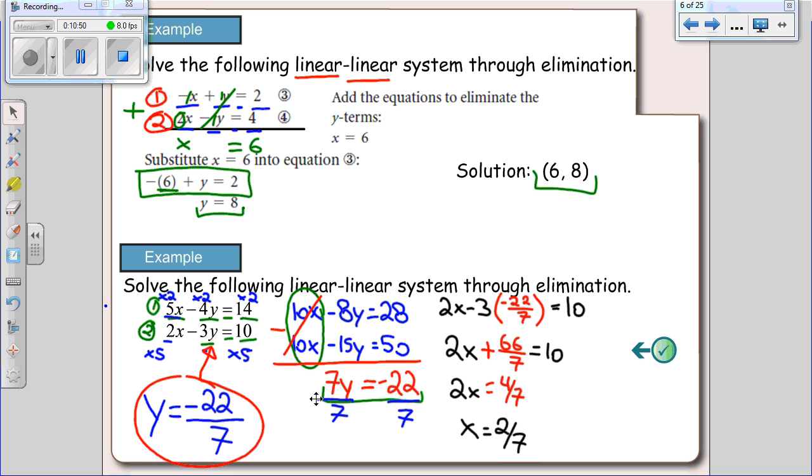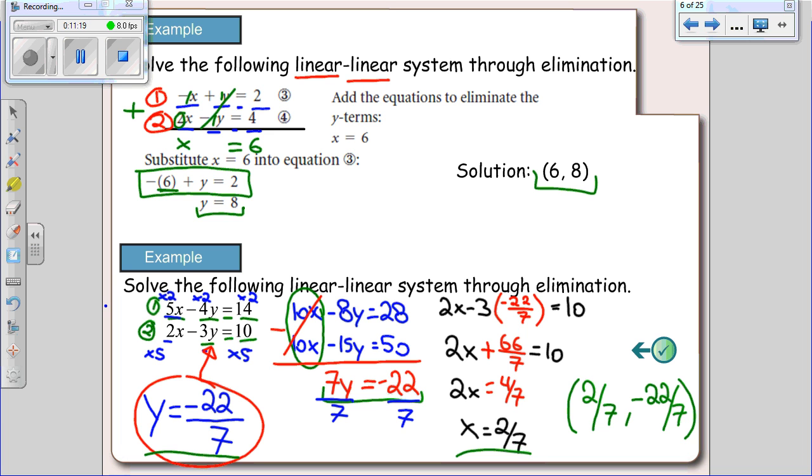Now I have a y value and an x value. I can write my answer properly as a point. So 2 over 7, comma, negative 22 over 7. That's the point where those two equations would cross each other. It's the point where both of them could have an x value of 2 over 7 and both of them have a y value of negative 22 over 7.